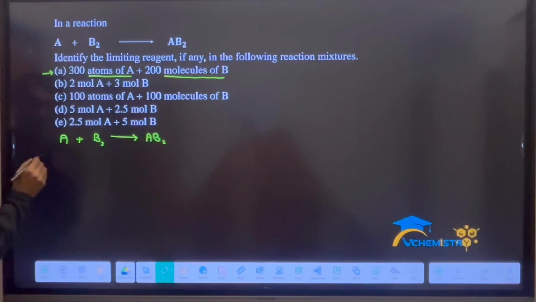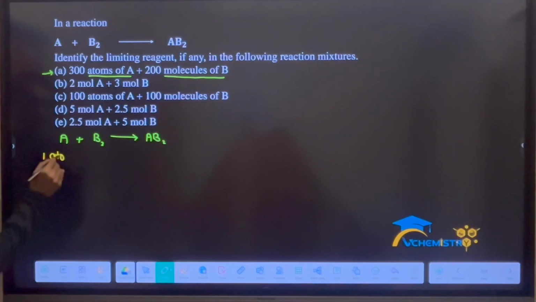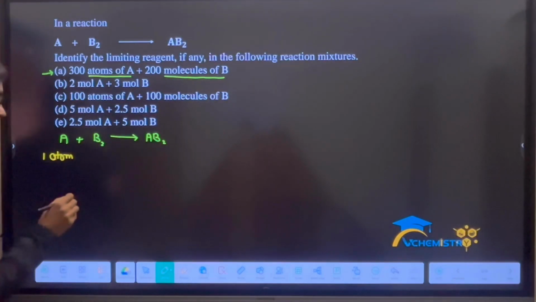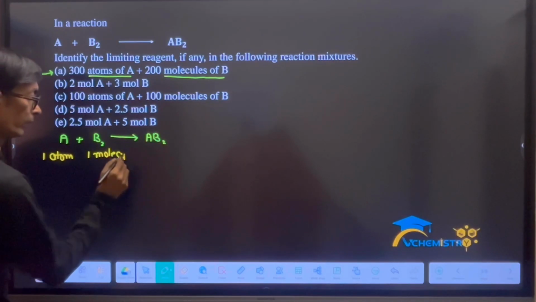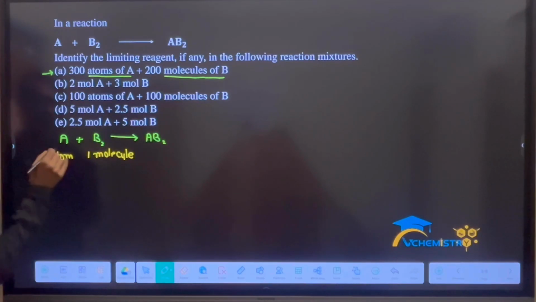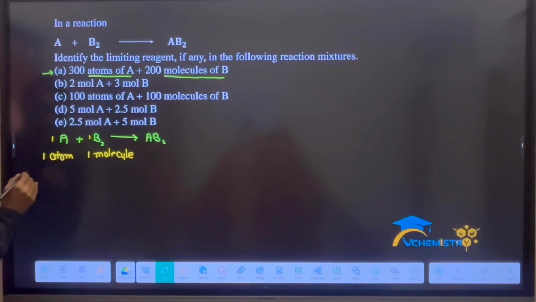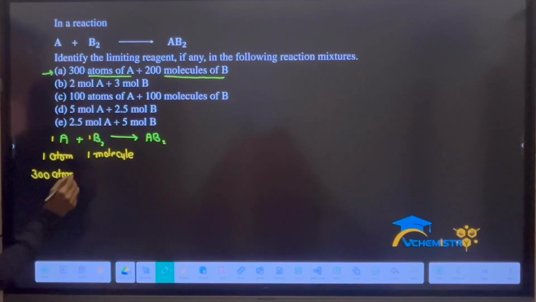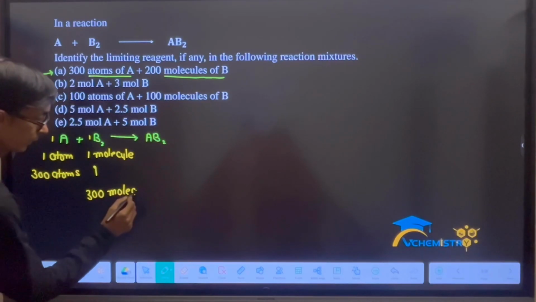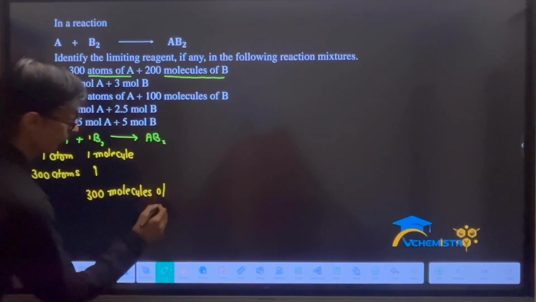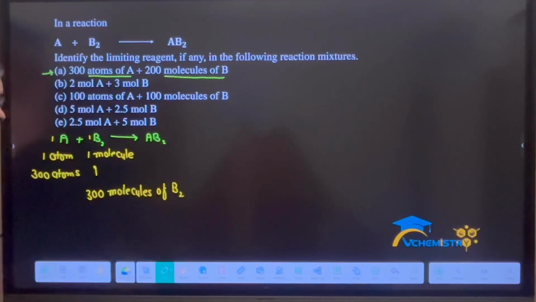See here, one atom of A reacts with one molecule of B2, 1 to 1. So 300 atoms of A require 300 molecules of B2.